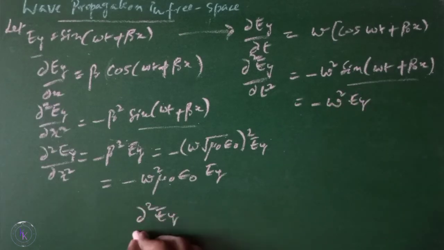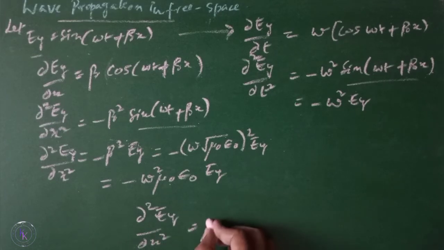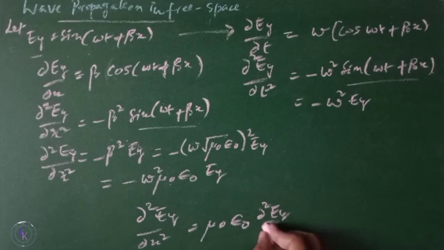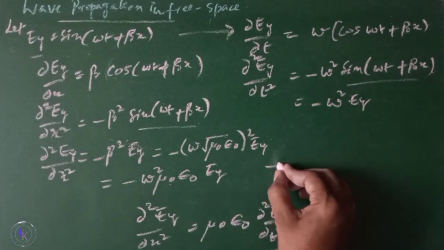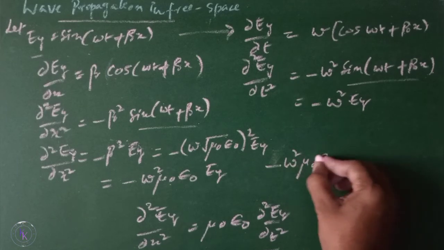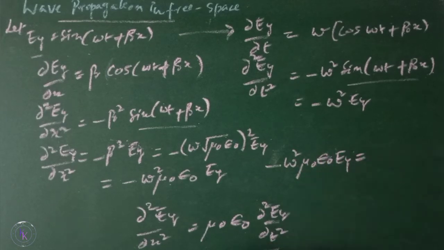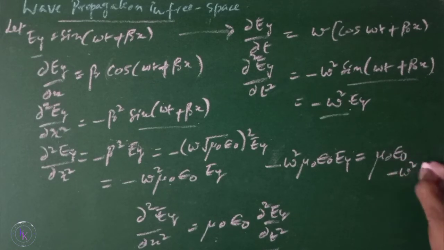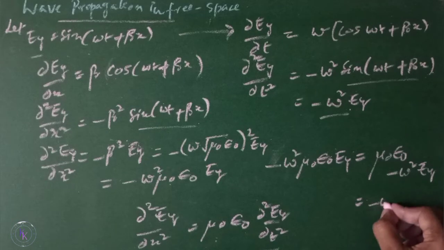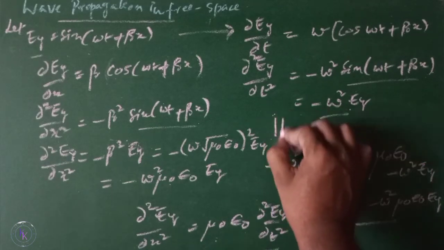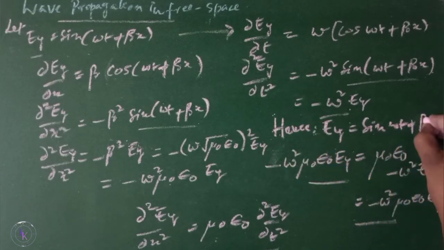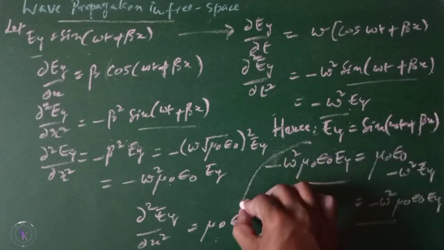Dou square Ey by dou x square equals mu naught epsilon naught dou square Ey by dou t square. Substitute the values: minus omega square mu naught epsilon naught Ey equals mu naught epsilon naught times minus omega square Ey, which equals minus omega square mu naught epsilon naught Ey. Hence Ey equals sin of omega t plus beta x is a solution for this equation.